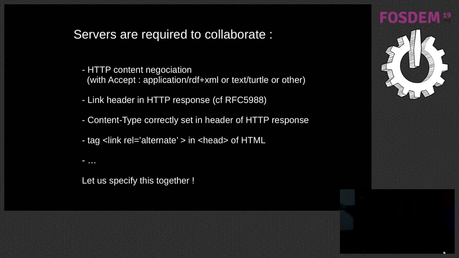Other means to do the same thing, you can add a link header in the HTTP response. Like the server can say, you can have this information in HTML, or you can have alternate representations in RDF, for example, but the server has to be set up for that. You could have a content type correctly set in the HTTP header. There are some servers that would serve RDF, but without the proper content type. In that case, the extension cannot behave properly because it doesn't know what is the information it gets.